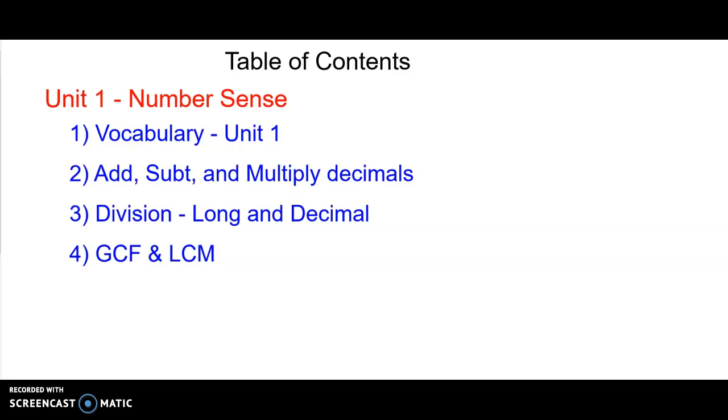All right, guys, let's go ahead and open up your math notebook and write in our table of contents. You should already have numbers 1, 2, and 3 in there. We're now going to put in GCF and LCM. So this is number 4. Go ahead and pause, and then we're going to get started.